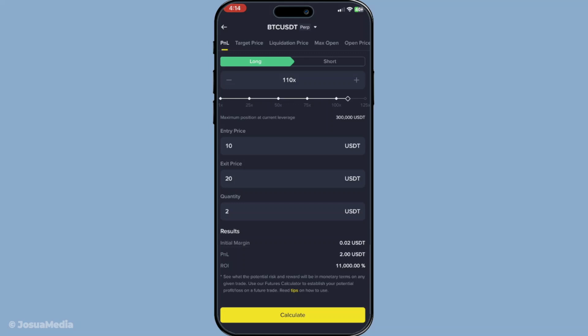And there you have it, a complete walkthrough on utilizing the Binance calculator feature for futures trading. By familiarizing yourself with these steps, you empower yourself to trade with greater insight and preparedness.